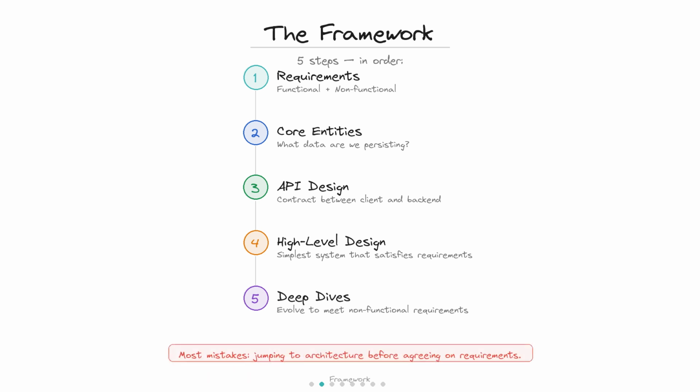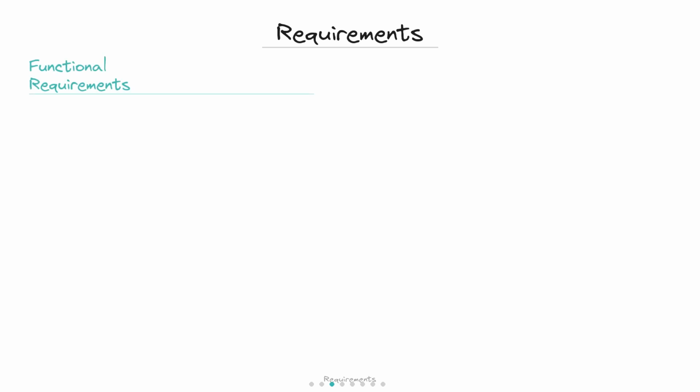The most common mistake candidates make is jumping straight to a complex distributed system before they've even agreed on what the system needs to do. Don't do that. Follow the steps. Let's start with functional requirements. The core features of the system.